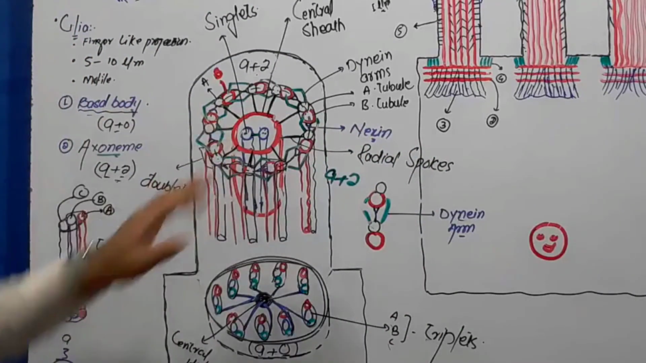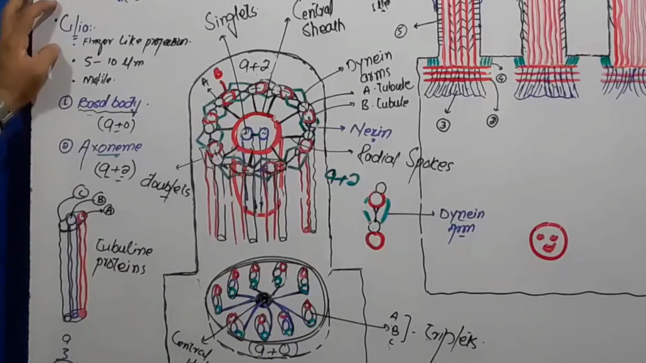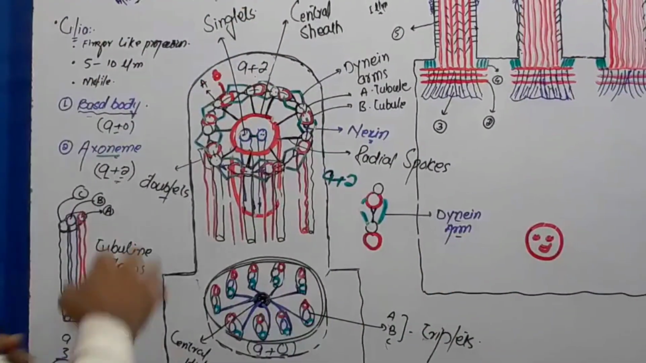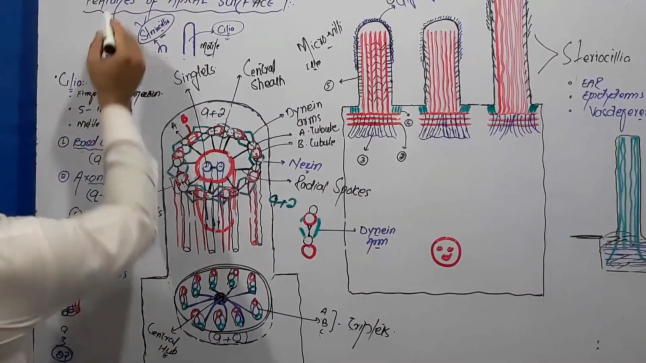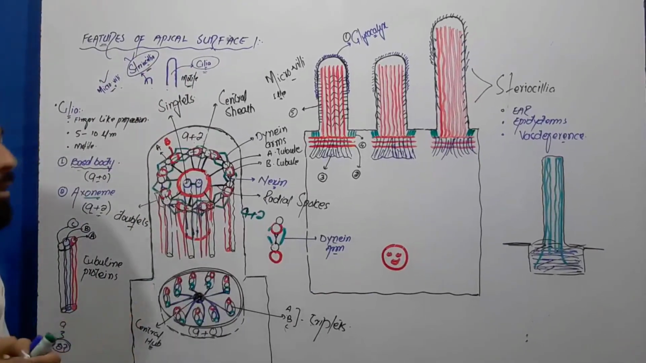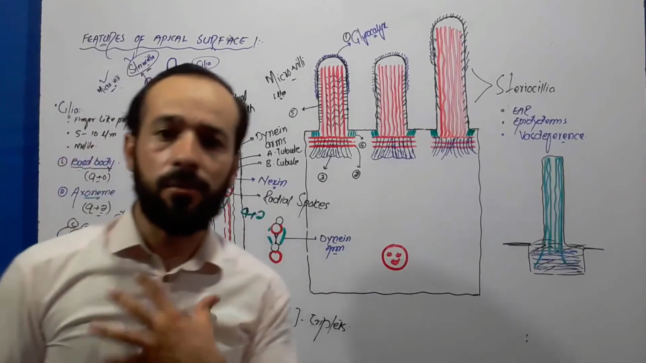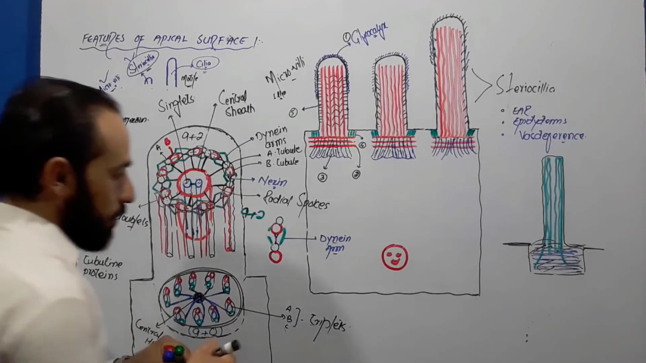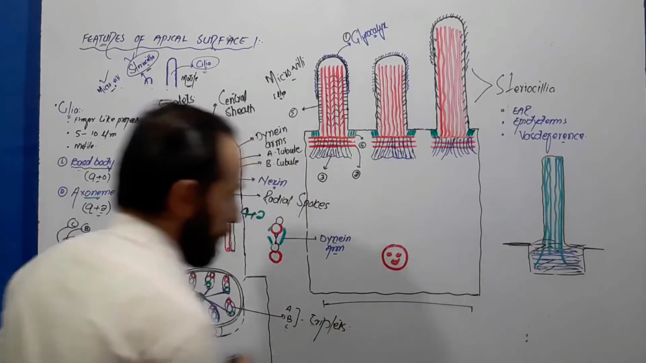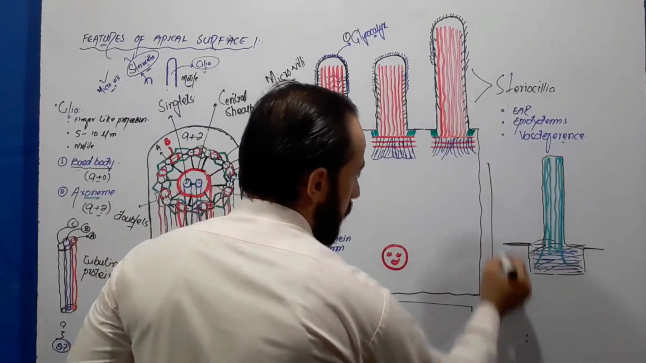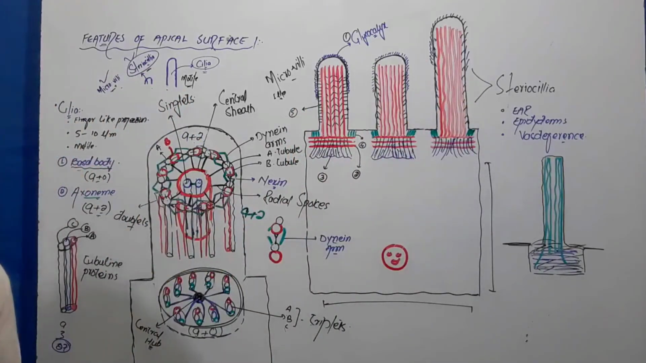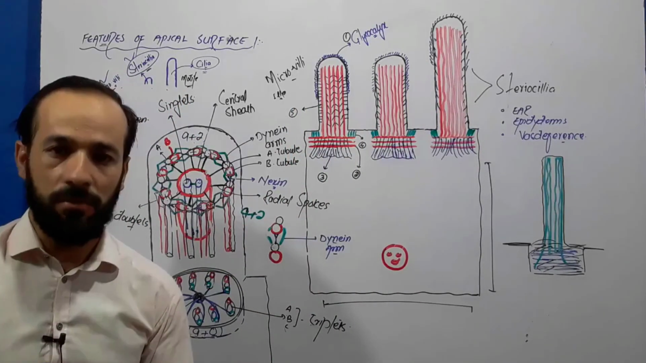So friends, here we stop our lecture about the cilia. We have discussed the structure of cilia, the microvilli and the stereocilia. These were the features in the apical surface of the epithelial tissues in the bodies of animals and in our bodies, friends. We discussed the structures present in the basal part, the lateral part, and the apical surface of the epithelial tissues.